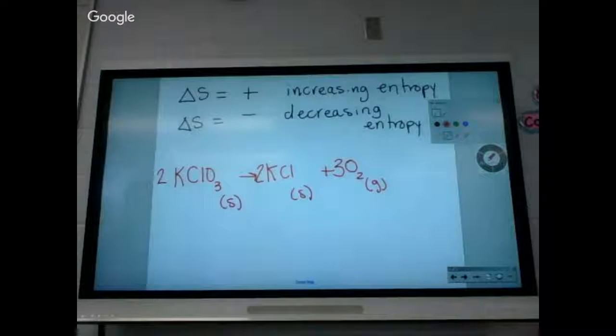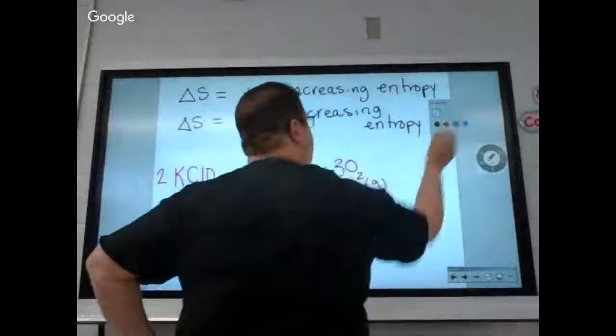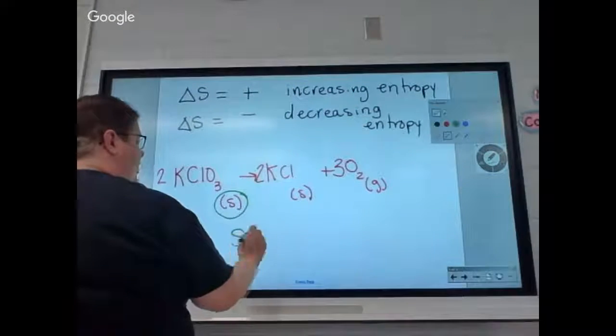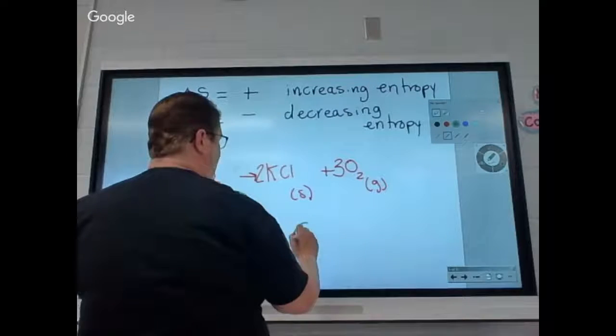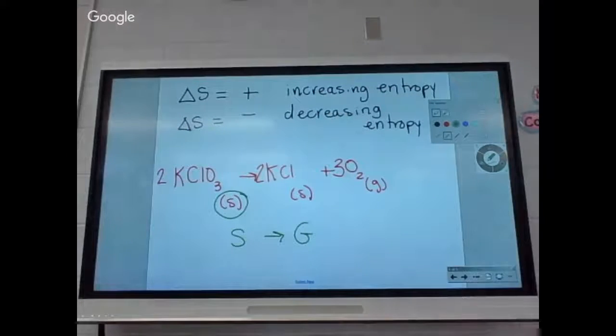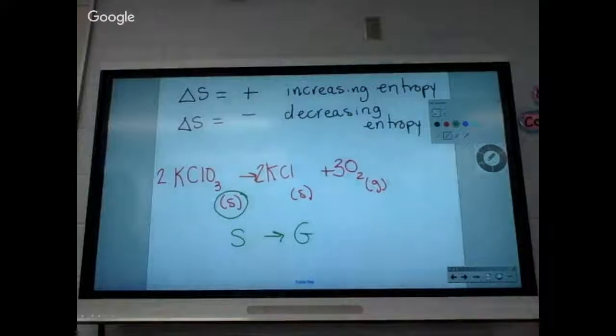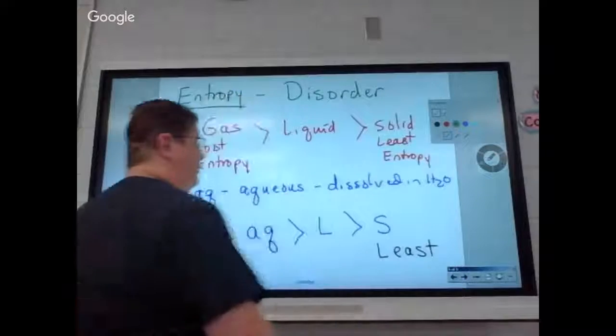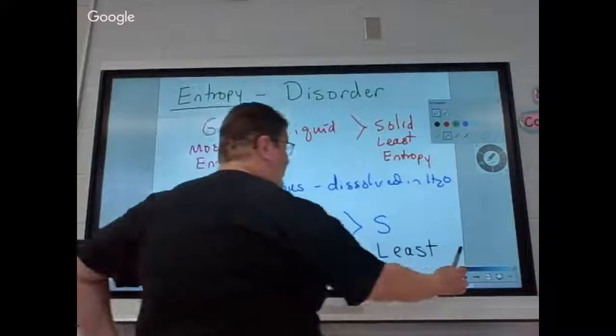Now, when you look at the equation that's on the board, okay, you've got solids changing to what state? Okay, so you're only looking here to see that you have a solid changing into a gas. So if a solid is changing to a gas, is the entropy increasing or decreasing? Okay. I hear increasing and I hear decreasing. All right. It's increasing.